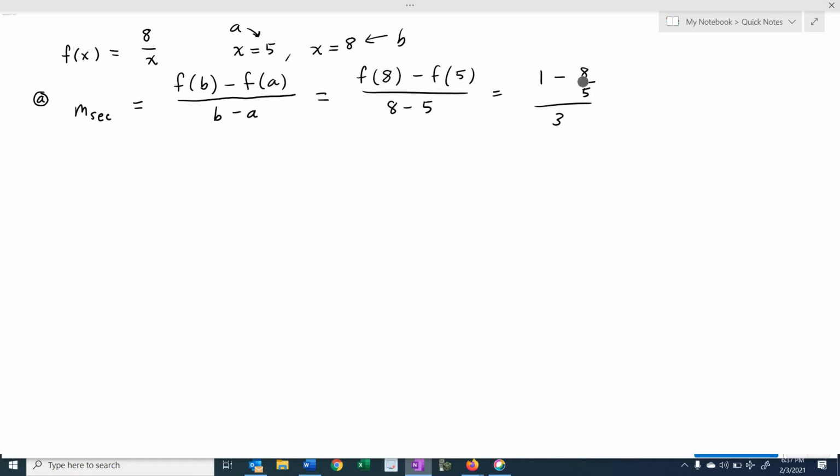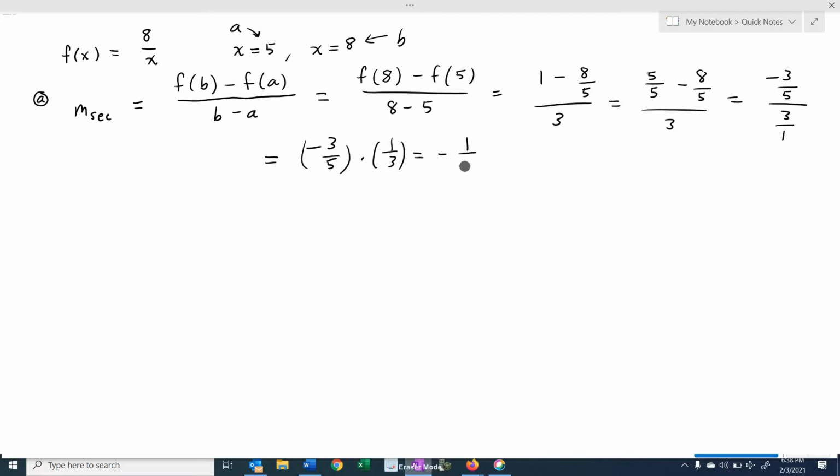Okay, and so of course here we're going to need a common denominator in order to subtract these. So let's write this as 5 over 5, which is equal to 1. Then we can subtract this fraction. So we get 5 minus 8 is negative 3 fifths, all divided by 3. And I'm going to think of it as 3 over 1. 3 is the same as 3 over 1. But now that you're dividing a fraction by another fraction, you can flip this one and multiply by it. So it's really negative 3 fifths times 1 over 3. And then notice that the 3's cancel, and so you're just left with negative 1 fifth. Okay, so that's the slope of the secant line that goes through these 2 points for this particular function.